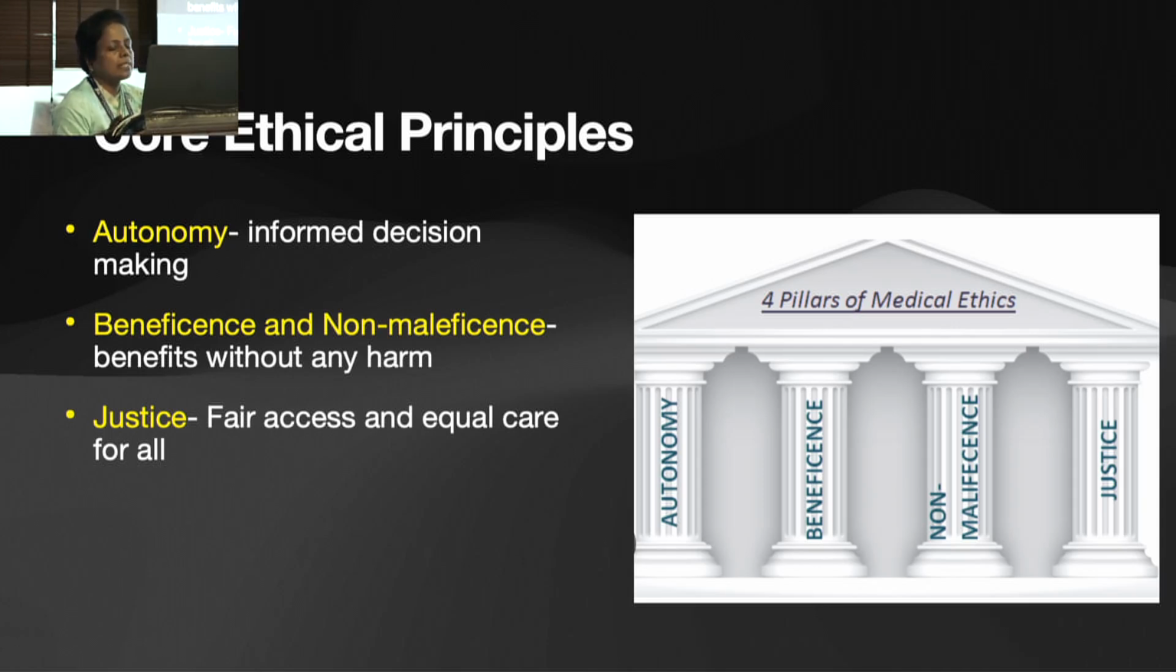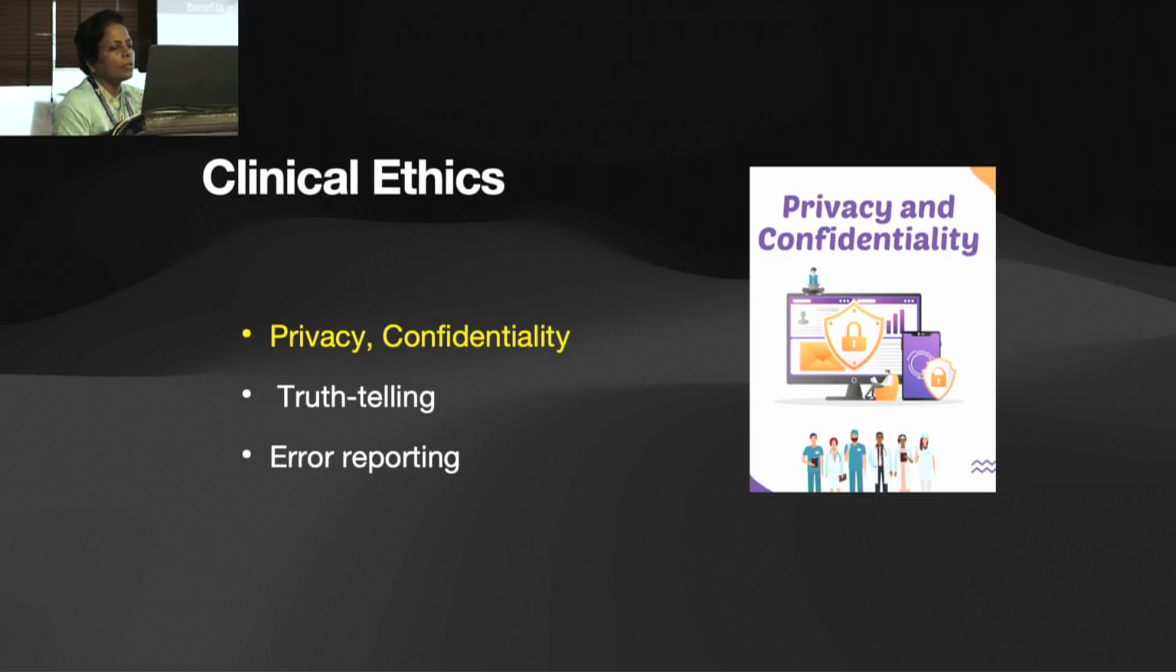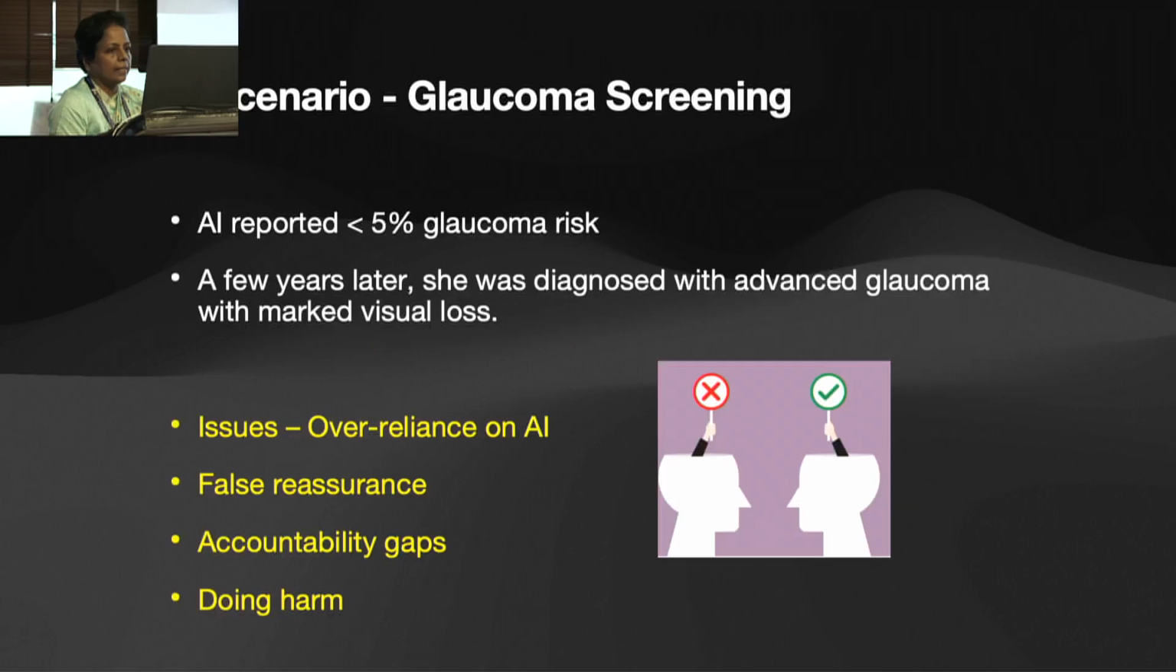The core principles are autonomy, which means you have to always respect the patient's interest and take a shared decision; beneficence and non-maleficence, which means you have to do good to the patient and never do any harm; and justice, which means whatever you do, the services should be accessible and equally available to everyone. But in clinical ethics, you may have to add privacy and confidentiality, along with honesty in the profession and error reporting as basic ethical guidelines.